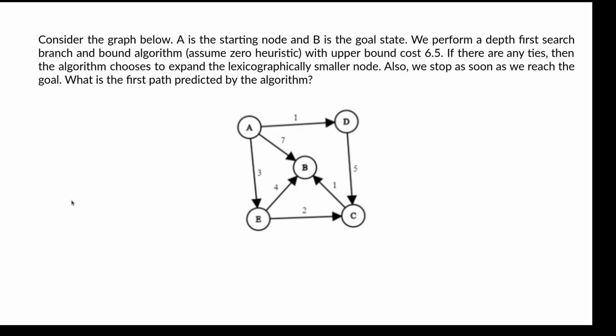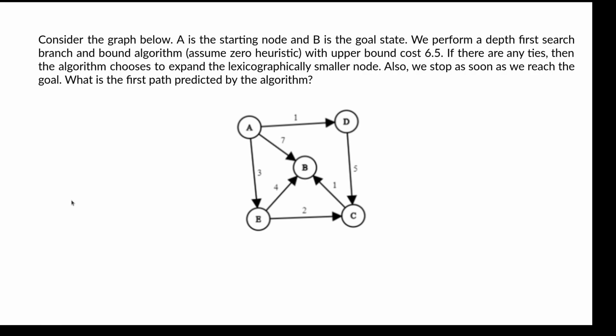Now this is the problem. Consider the graph below. A is the starting node, B is the goal state. We perform a depth first search branch and bound algorithm. Assume 0 heuristic with upper bound 6.5. So we are using depth first search but with branch and bound, and they have given a bound cost which is 6.5. If it is more than that, you are going to change the path.